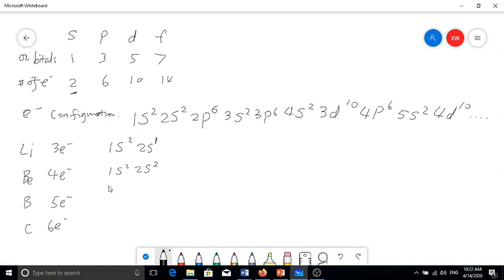And boron has 5 electrons. You can see it's going to be 1s2, 2s2, but that's only 4. So it has 5 electrons, and the 5th goes onto 2p. It only has 1 more electron left over. So it's going to be 1s2, 2s2, 2p1.